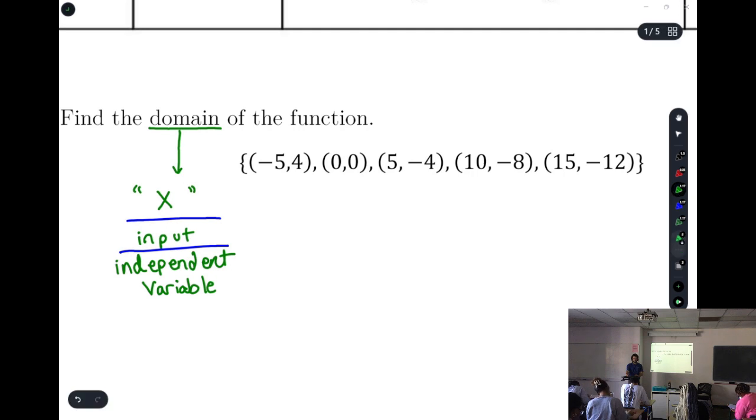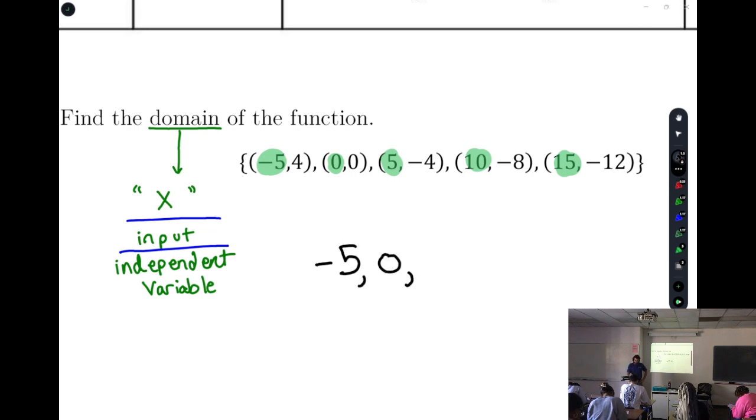So what are all the X's? -5. Yeah, this is not a trick question. It's asking for exactly what you think. -5, 0, 5, 10, 15. That's the domain then. The domain is literally -5, comma, 0, comma, 5, comma, 10, comma, 15. I'm bad at writing these, but squiggly brackets.